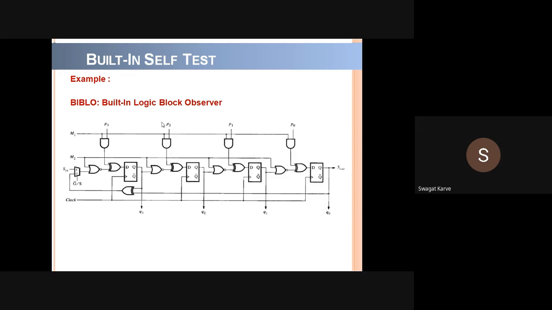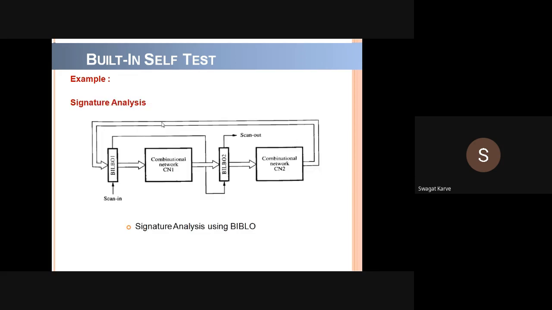So depending upon which mode you are selecting, you can have this built-in logic block observer work as per your requirement. Whether you want to have this circuitry as a scan path testing mode, or whether you want to reset this, or whether you want to have this circuitry for the signature analysis purpose, everything. So the same circuit you can use in 4 different modes. Okay, this is about the built-in logic block observer.